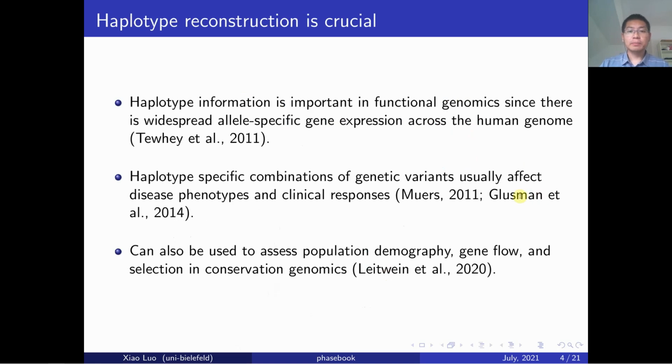Haplotype reconstruction plays an important role in various disciplines. Firstly, haplotype information is important in functional genomics since there is widespread allele-specific gene expression across the human genome. Secondly, the haplotype-specific combinations of genetic variants usually affect disease phenotypes and clinical responses, which is important in precision medicine. Thirdly, it can also be used to assess population demography, gene flow, and selection in conservation genomics.